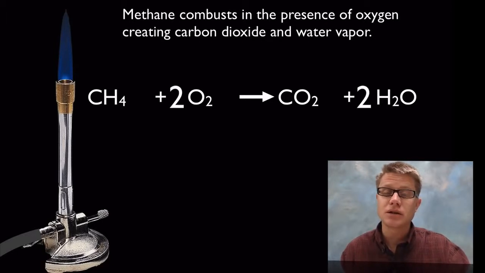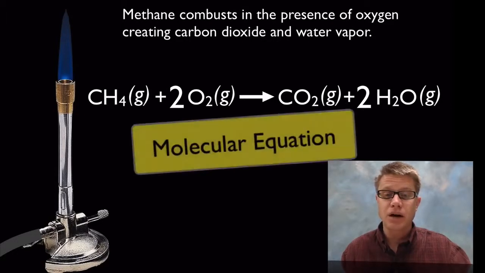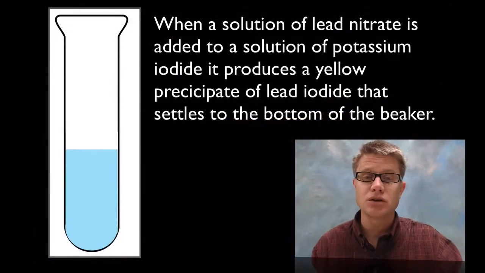So we can write coefficients in the front to make sure we have the right amount of atoms on either side. And then the one thing that we should also include on a nice equation is what state it's in. And so in this reaction, we have gases combining to create carbon dioxide gas and water vapor. And so now we've got a molecular equation. And now we can use it to do stoichiometry, for example, and to make measurements.